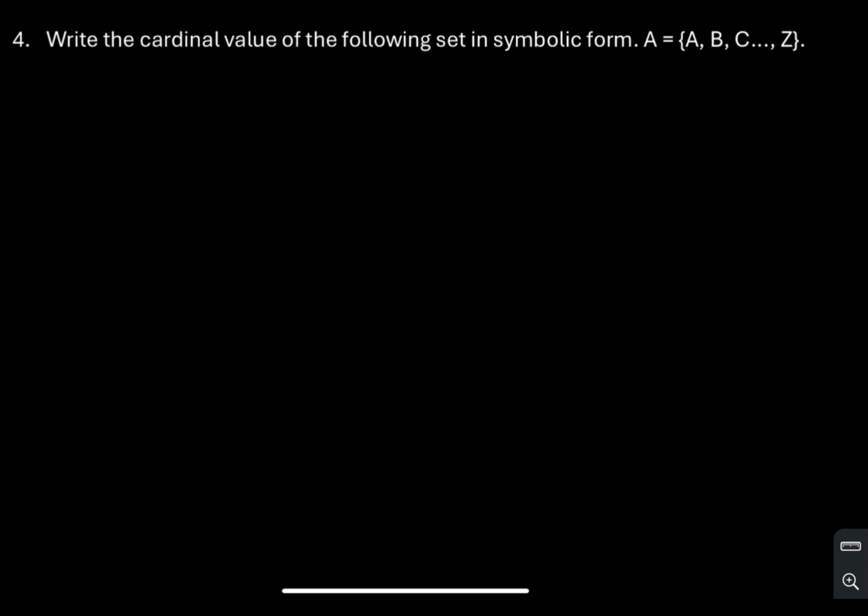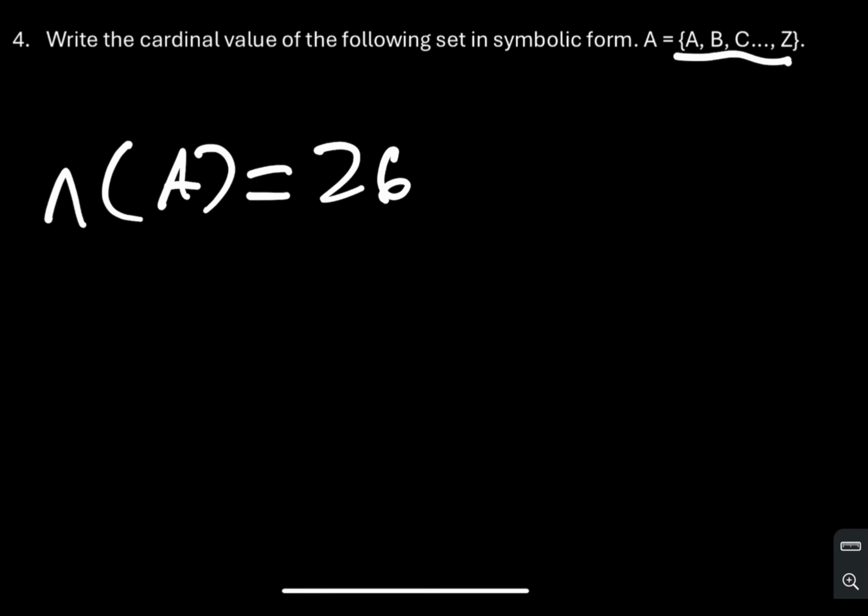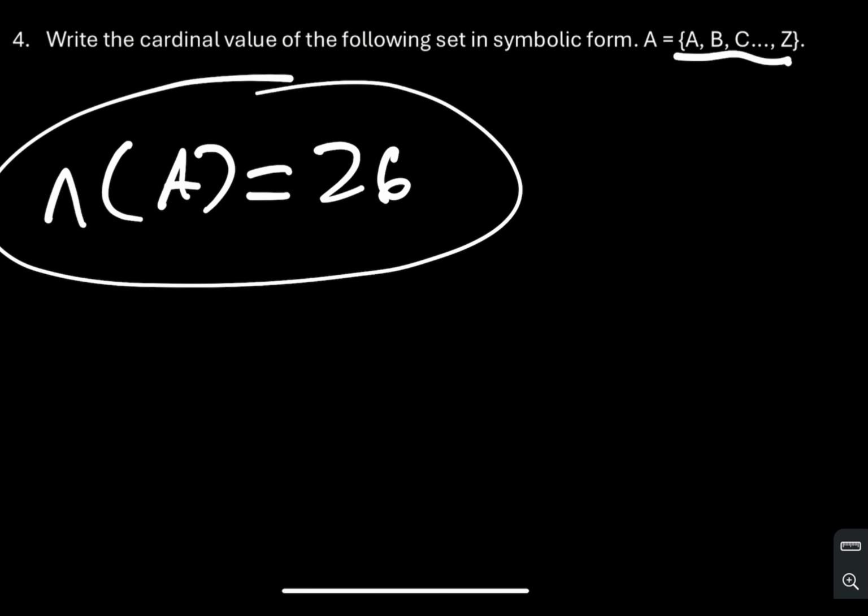So we can write that as the cardinal value. We can say n, and then in parentheses of the set name, which is A, is equal to 26, because there's 26 letters in the alphabet. And it's moving from A all the way till Z. So that's going to be your answer.